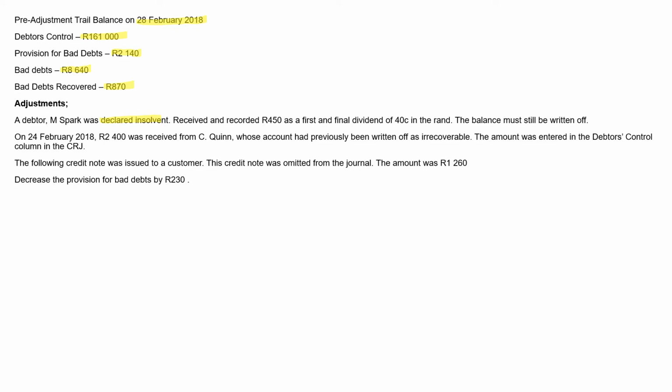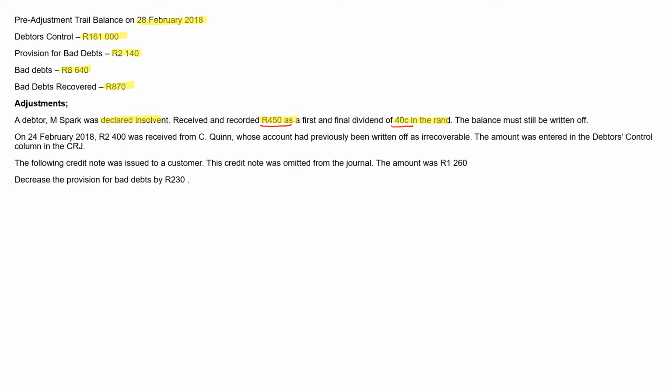Received and recorded 450 as a first and final dividend of 40 cents in the rand, right? That's very important. The balance must still be written off. Right, let's calculate that. So the 450 represents 40 cents in every rand that you owed. That means we multiplied a certain number by 40 cents, then we got 450. So to get the amount that should be written off, remember 40 cents in every rand, that means 60 cents in every rand should be written off.